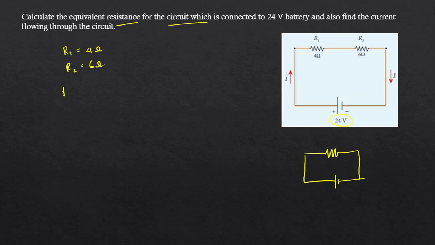So here we can write total resistance, which is Rs, because these two are connected in series, to be equal to R1 + R2. So this equals 4 ohm + 6 ohms.